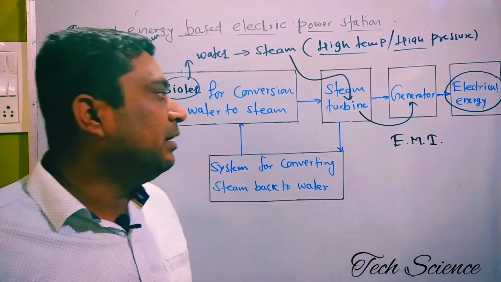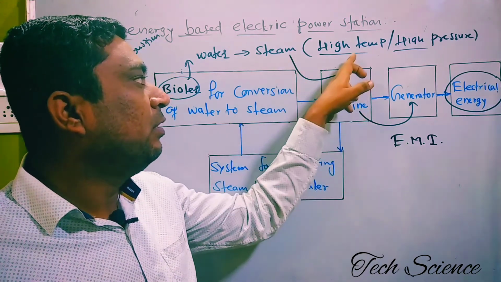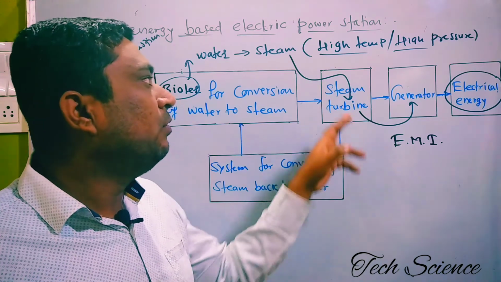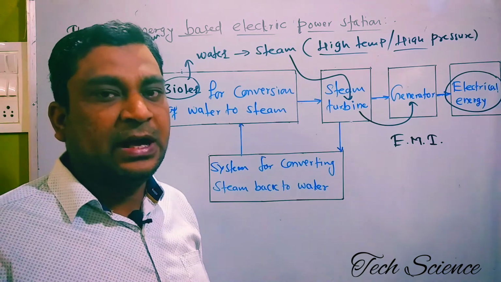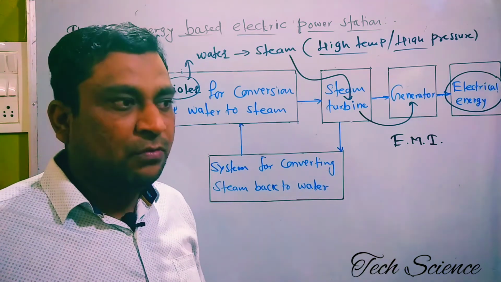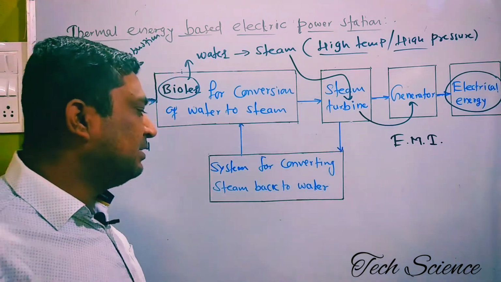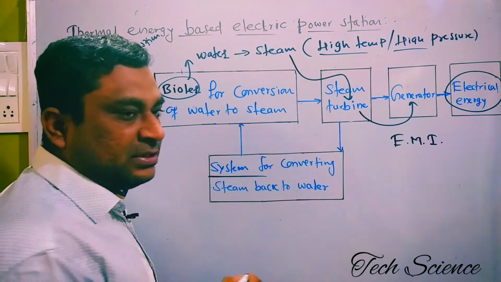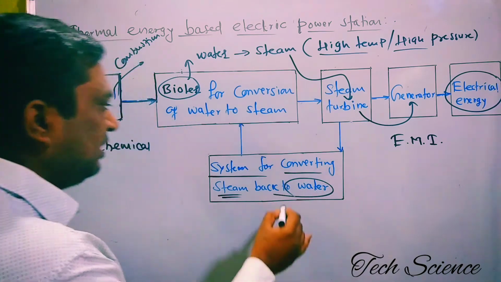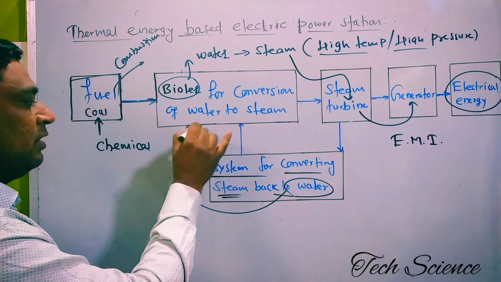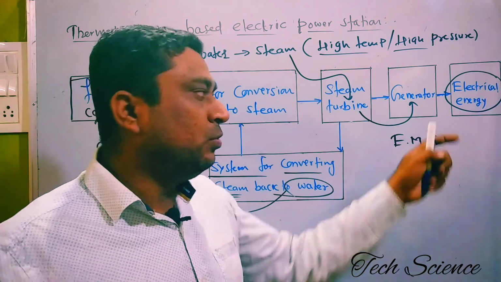Now the question is what? After the steam falls on the turbine and rotates it, the steam's high temperature and pressure get reduced. Now the question is, what about the steam which is left after falling on the turbine? The answer is that we have a system, and this system is used to convert this steam back into water. And this water we reuse, it enters the boiler again, and it will be reused by us to generate electricity.